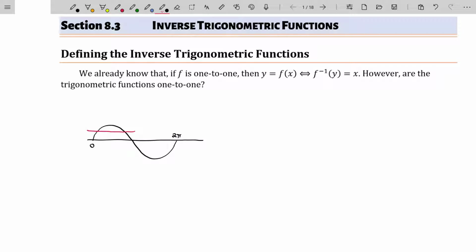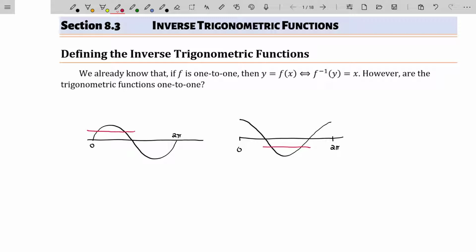Likewise, since the cosine really is pretty much like the sine, and it just starts high, goes low, and goes back high, but also is 2 pi periodic there, goes on forever, it still does not pass the horizontal line test, so therefore the cosine is not one-to-one.